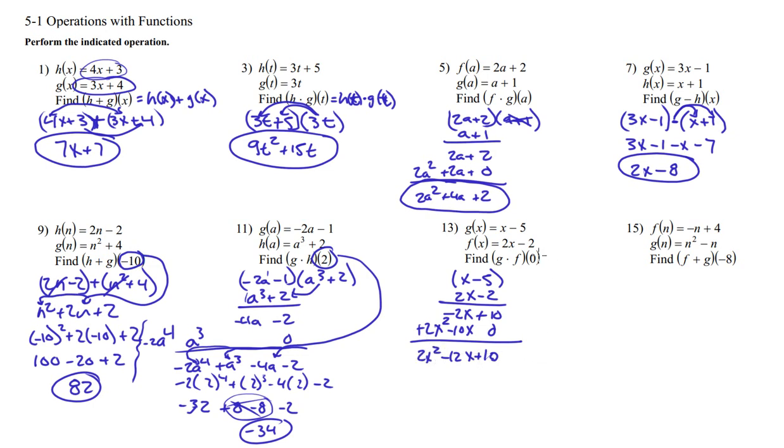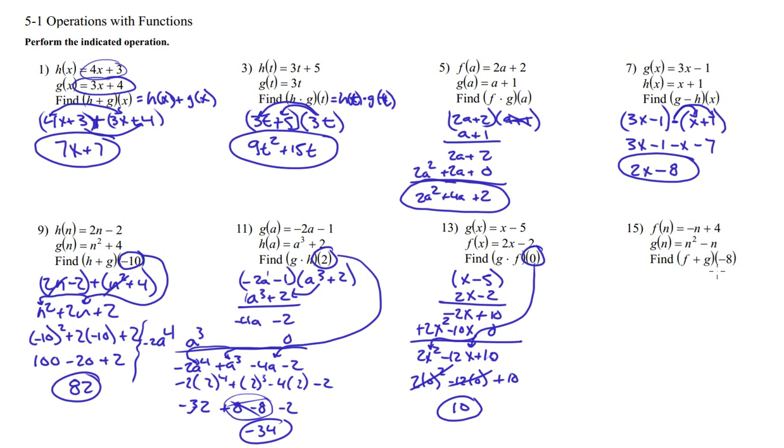Okay? And now, for those x's, we're going to plug in zeros to both of those. So guess what happens? 2 times 0 squared minus 12 times 0 plus 10. That turns into 0, that turns into 0, so our answer here is just 10. Okay?